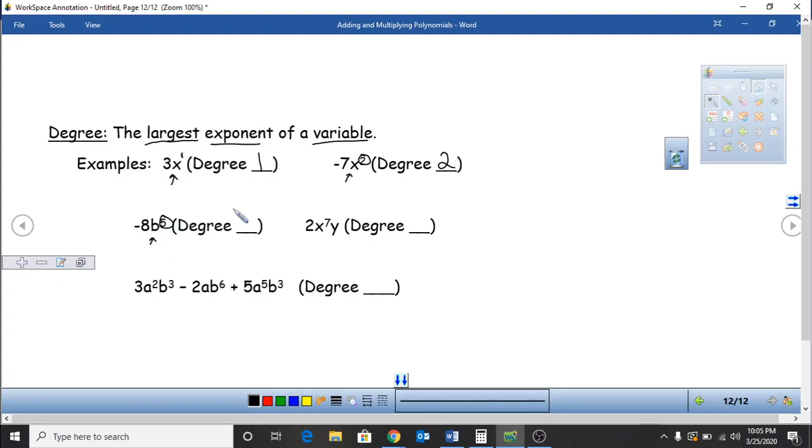In the next example, I have 8b to the power of 5. Here's my variable, here's my letter, here's my exponent. It's the largest exponent I have, so the degree of this must be 5.